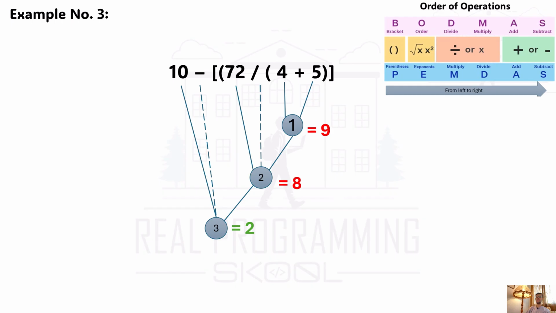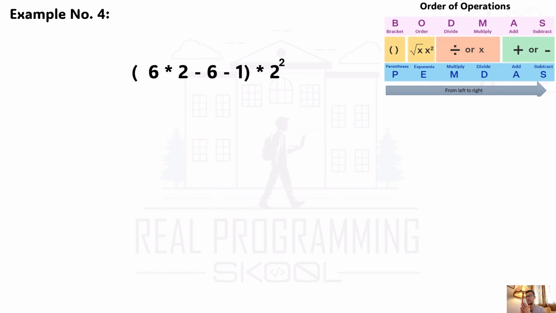And let's now jump to example number 4. Oh wow, we have a bracket, but we also have exponents, which is like the power here, 2 power 2. So from where should we start? The priority, as the order of operations says, is brackets. All right, so let's start with the bracket from left to right.